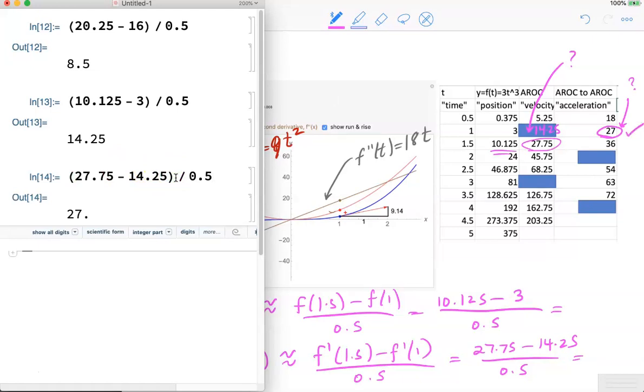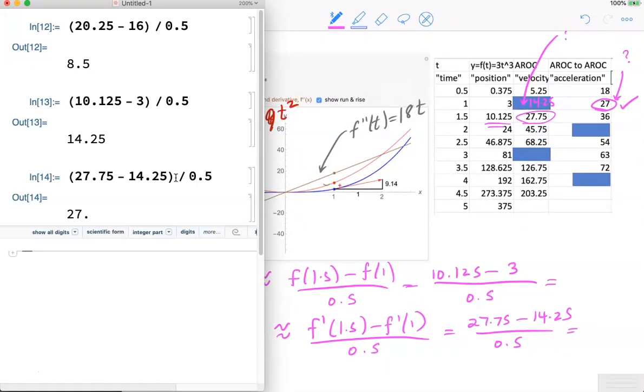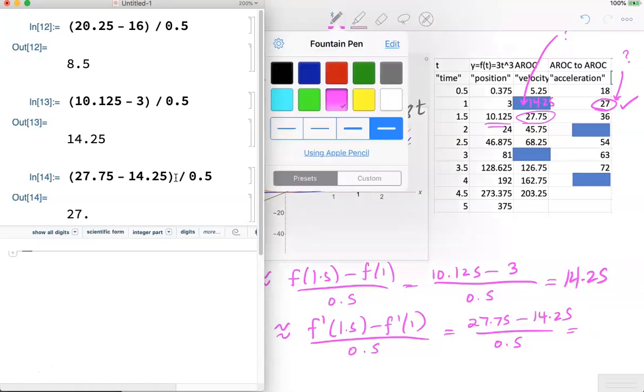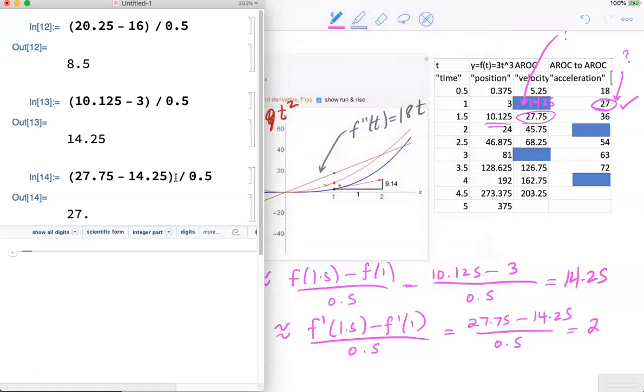Now we know that f prime at 1, we got 14.25, and the second derivative evaluated at 1, f double prime at 1, we got 27.